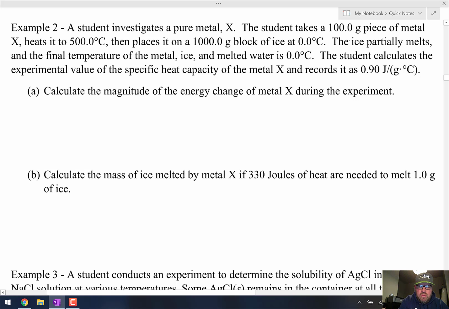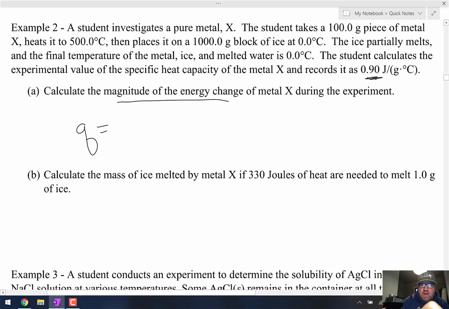The ice partially melts and the final temperature of the metal, ice, and the melted water is 0. The student calculates the experimental value of the specific heat capacity of the metal X and records it as 0.90. Calculate the magnitude of the energy change of metal X during the experiment, okay? So in this case, we've got the specific heat is 0.90 joules per gram degrees Celsius. So the magnitude of the energy change, that's going to be our Q value, that's our energy.